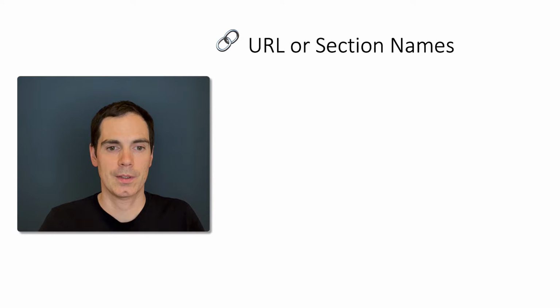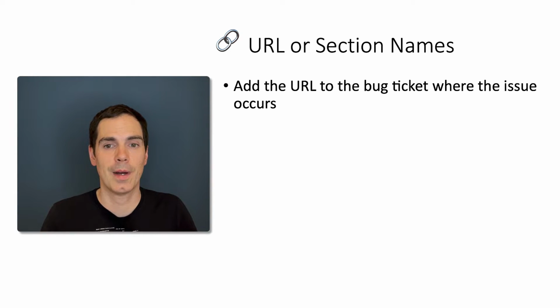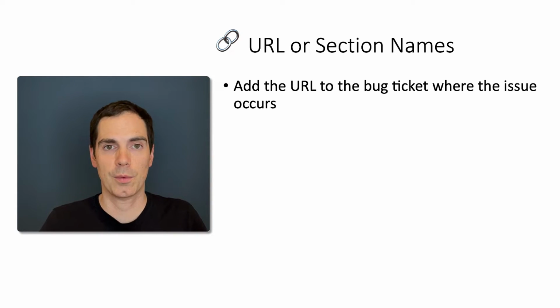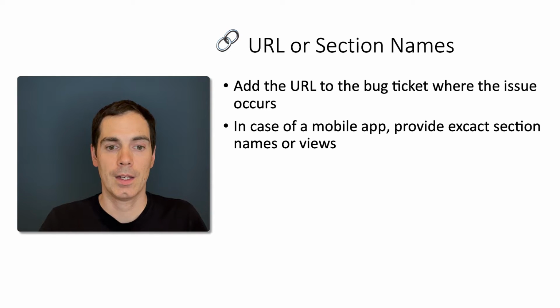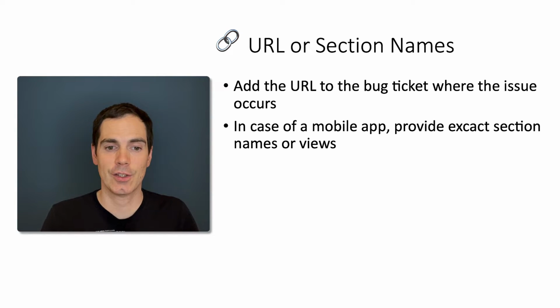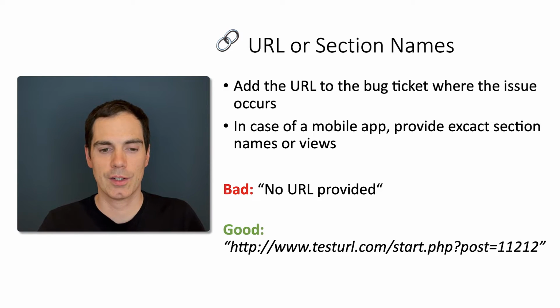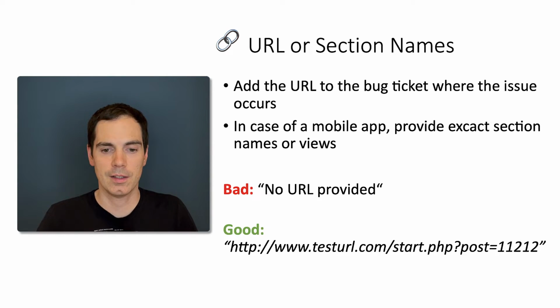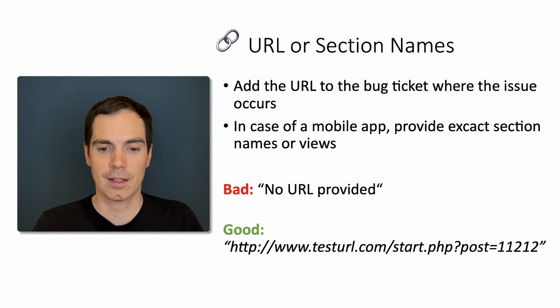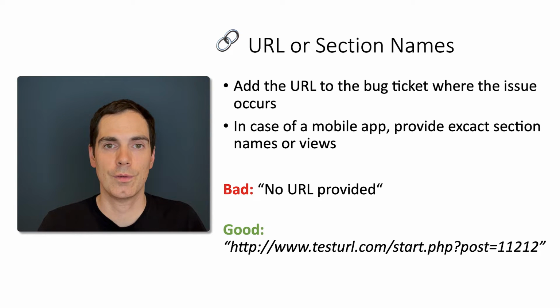URL or section names. Of course, you have to add the URL to the bug ticket where the issue occurs, because with that, a developer has an easy entry point to actually try to reproduce the issue. In case of a mobile app, provide the exact section names of views where you have seen the bug. It's again helpful for everyone in the team. Bad is, of course, if there is no URL or section provided. A good example is exactly this test URL. So you have exactly a good URL example where the issue was found.